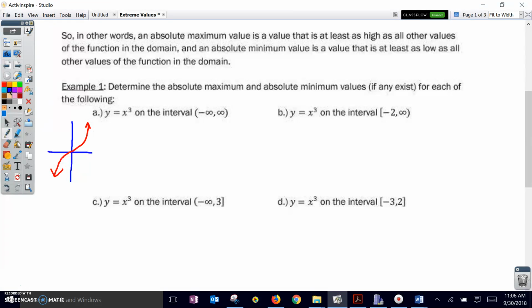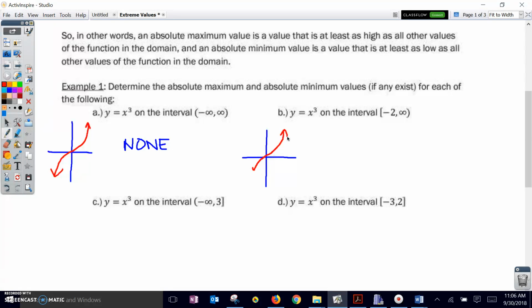Okay. Are there any absolute maximum or absolute minimum values for this function on the interval from negative infinity to infinity? Well, in order to be an absolute maximum, it needs to be bigger than all the other y values that can occur. And to be an absolute minimum, it needs to be smaller than all the y values that can occur. And in this case, there are none of either, because no matter what y value I pick, I can always find a bigger value, and no matter what y value I pick, I can always find a smaller value.